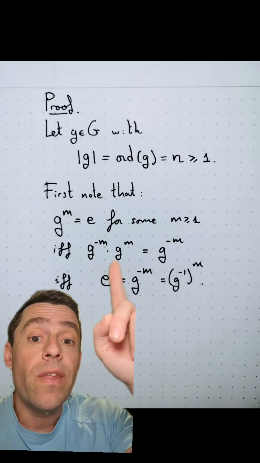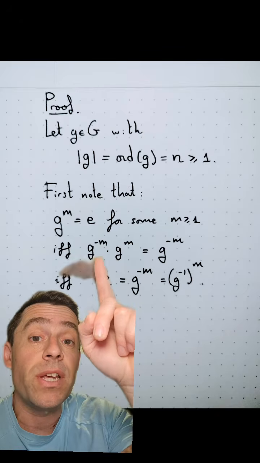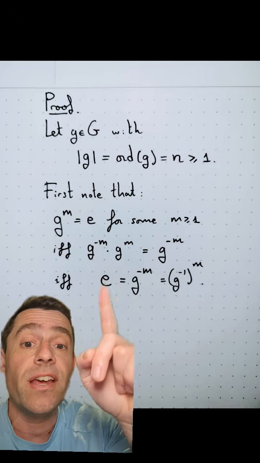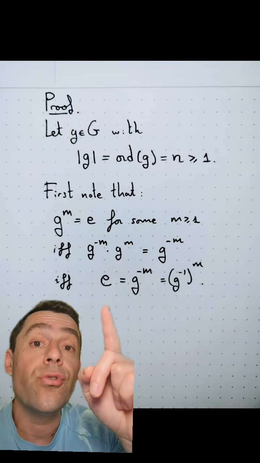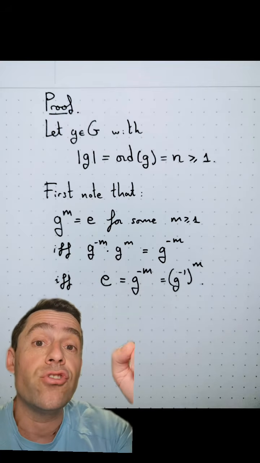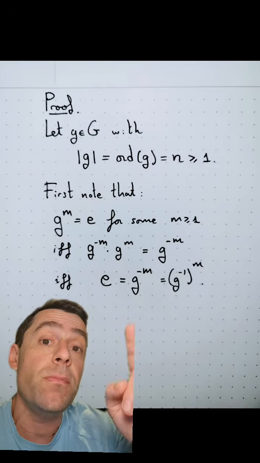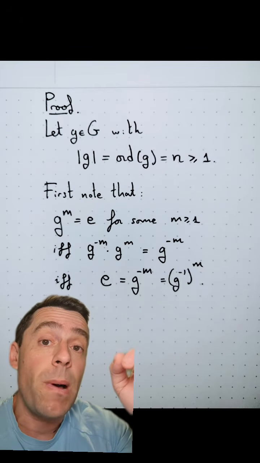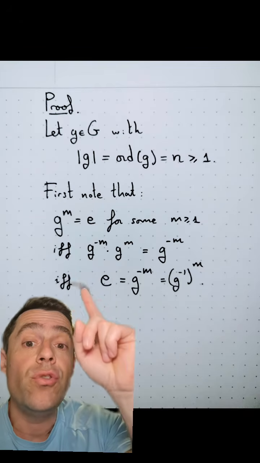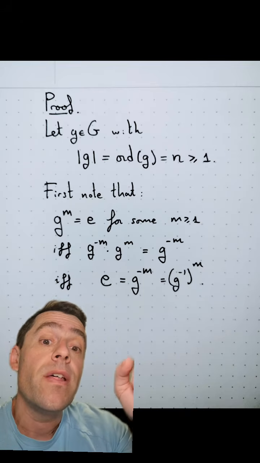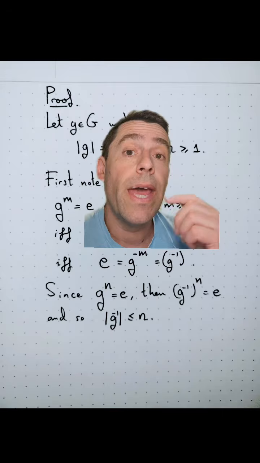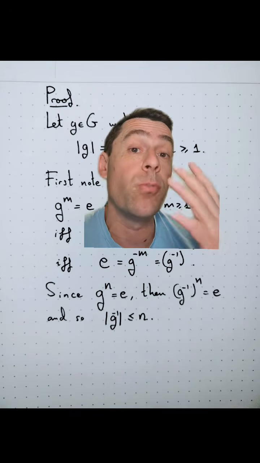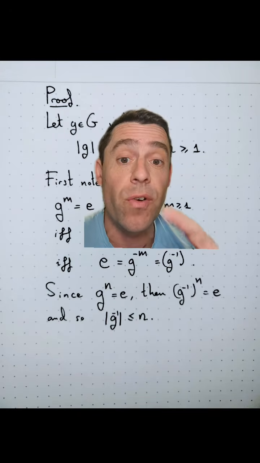And then on the left-hand side, this is the multiplicative inverse of g to the m, so the left-hand side is e. So if g to the m is e, then it is also true that e is g to the minus m, but g to the minus m is g inverse to the mth power. So we have that g to the m is e if and only if the inverse to the mth power is also e.